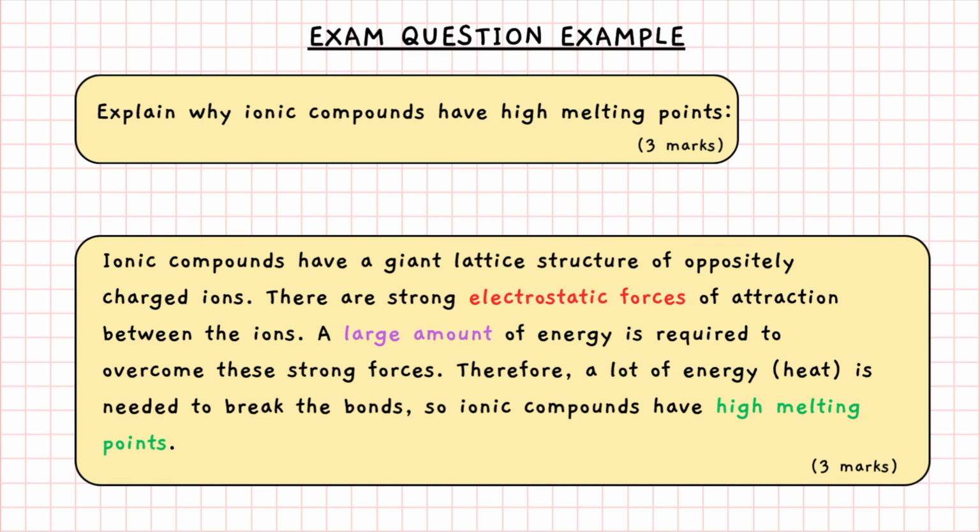This is what a full mark answer looks like. Ionic compounds have a giant lattice structure of oppositely charged ions. There are strong electrostatic forces of attraction between the ions. A large amount of energy is required to overcome these forces. Therefore, ionic compounds have high melting points. If your answer looks like this, you're getting full marks.